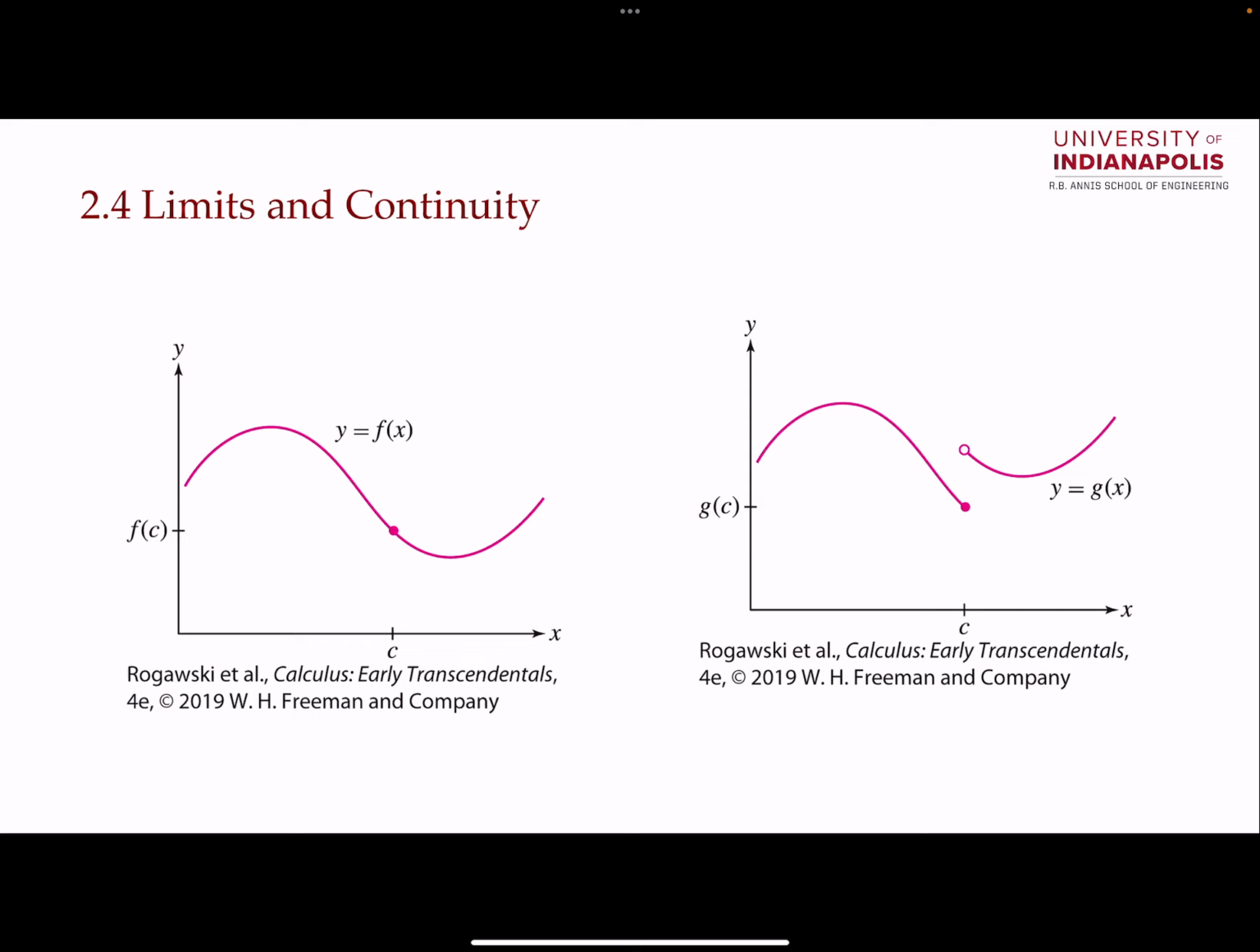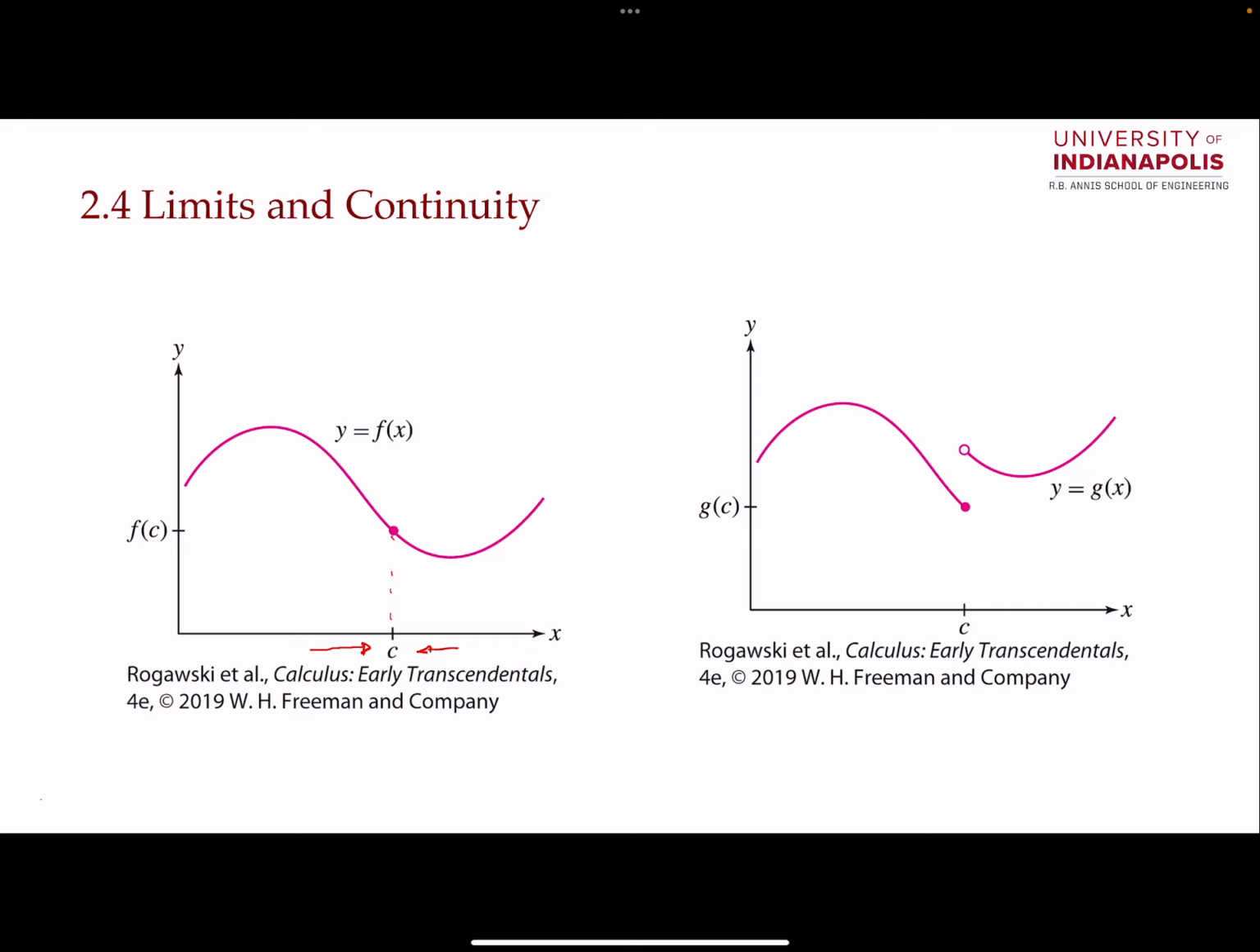There are two pictures in this slide. On this slide, the first one is a continuous piece of curve, and you can see that at c, when x approaches c from any side, left or right, the limit exists. The limit is finite. And also the limit equals the value of the function, right? Limit equals the value of the function.